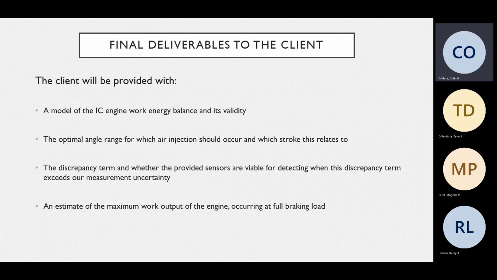The final deliverables to the client will be a model of the IC engine, the whole work energy balance and its validity, and also an optimal angle range for which air injection should occur to maximize work. We are also going to examine the discrepancy term and whether the provided sensors are viable for detecting whether this term exceeds the uncertainty. And finally, an estimate of the maximum work output of the engine occurring at full braking load.